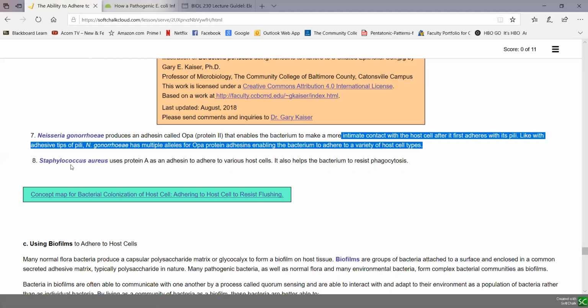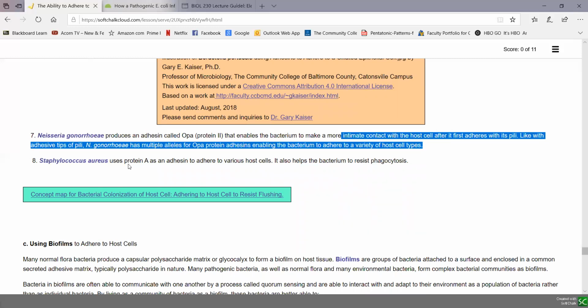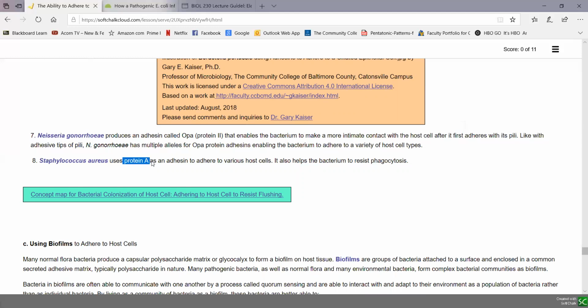Staphylococcus aureus, that causes a lot of wound and postoperative wound infections, typically causing pus-filled lesions called abscesses, produces an adhesin called protein A that allows it to adhere to a variety of host cells and also helps it to resist phagocytosis. So again, quite a few pathogenic bacteria use adhesins eventually to adhere to host cells.